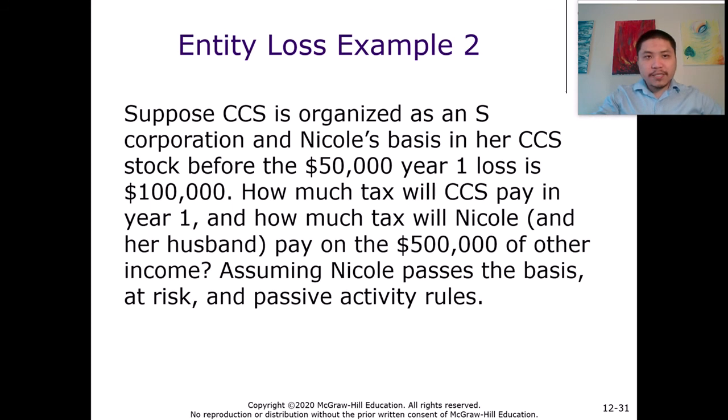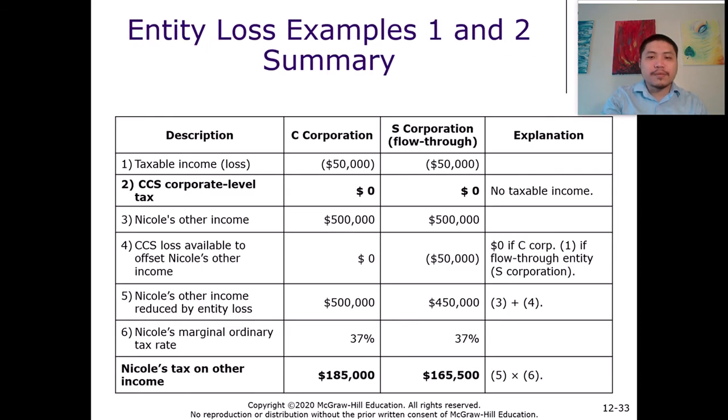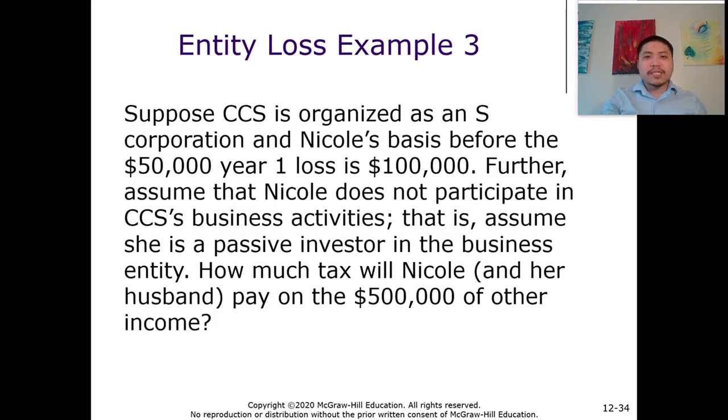All right, so that's example number two. All of this we already covered in previous chapters, and in this chapter as well. So if I ask something like this on exam 4, I expect you guys can do it. This table just summarizes the findings of the first two examples. So let's move on to example number 3.